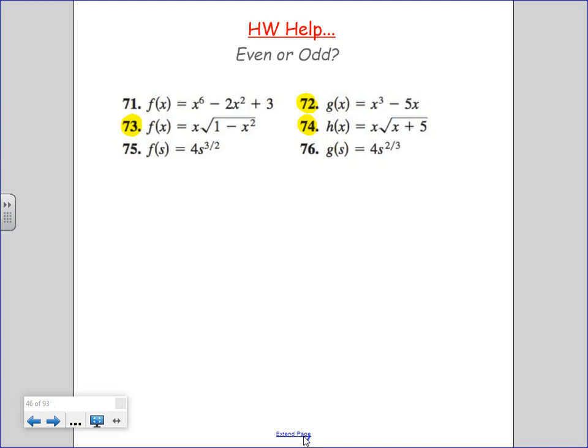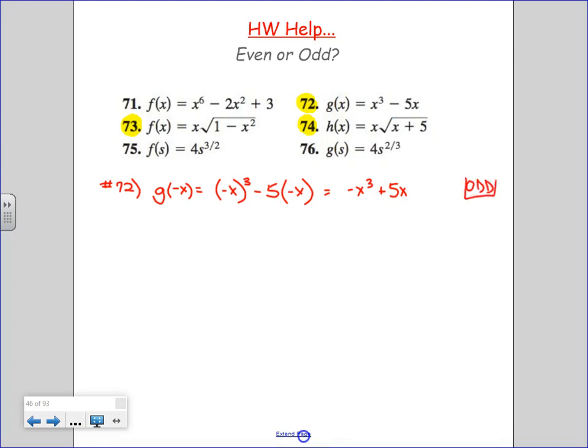72. All right. So g of negative x equals negative x in parentheses cubed minus 5 times negative x. What happens? The x cubed becomes negative, and it becomes plus 5x. And everything's opposite, so it's odd. Negative instead of positive, positive instead of negative. So then we can say odd.